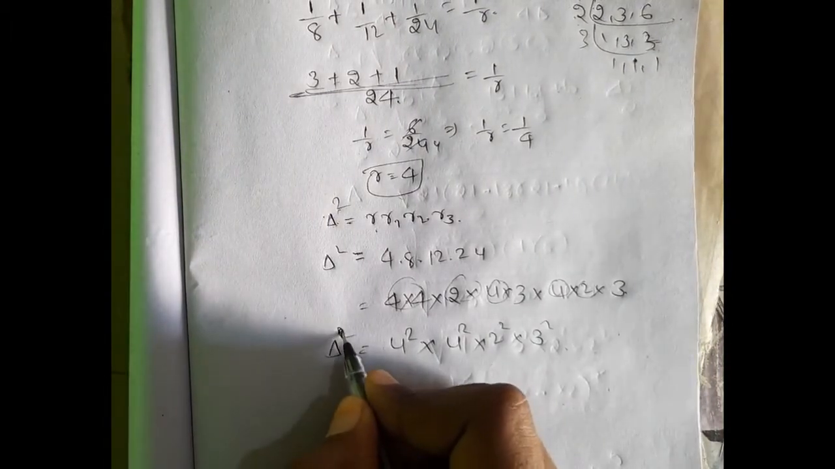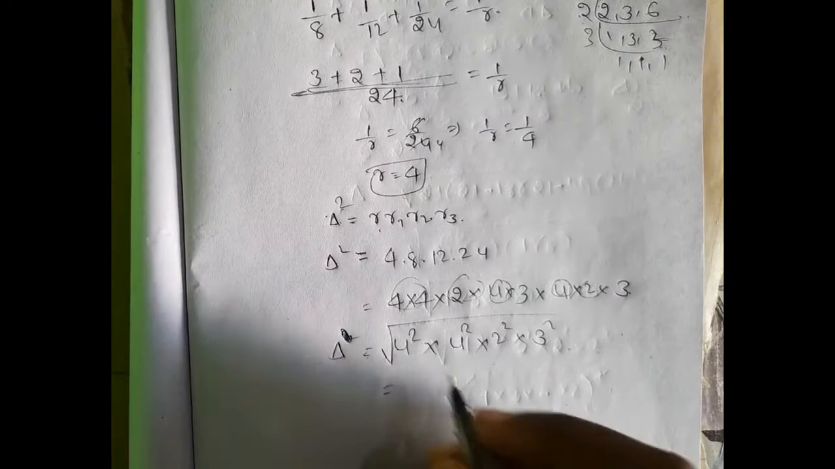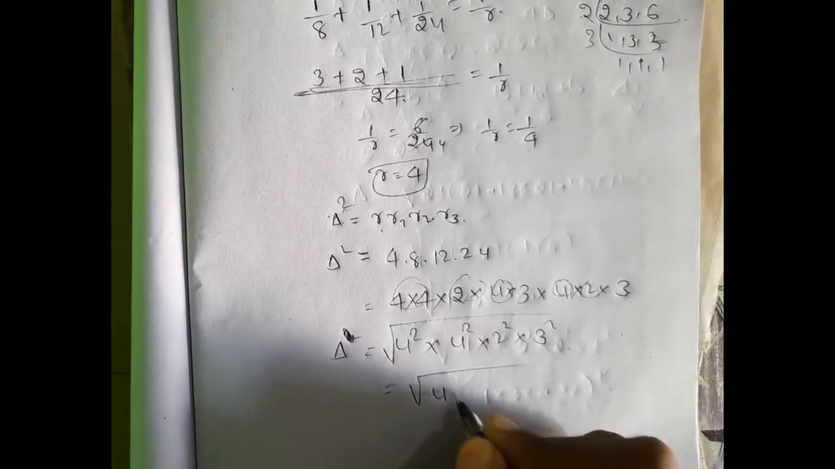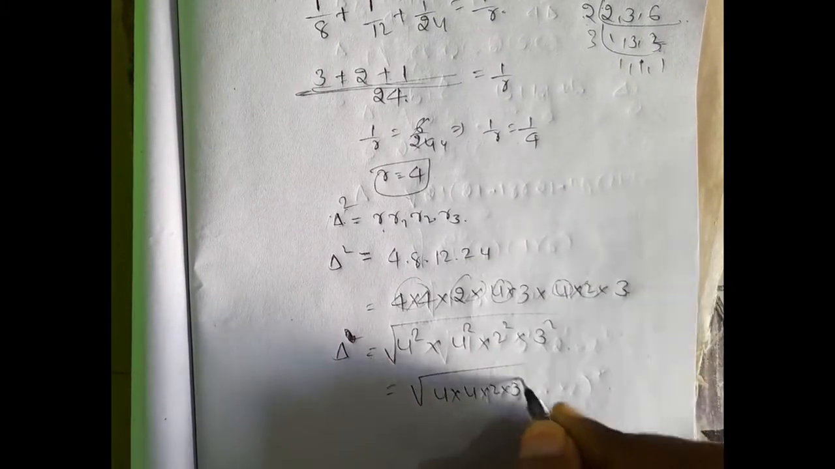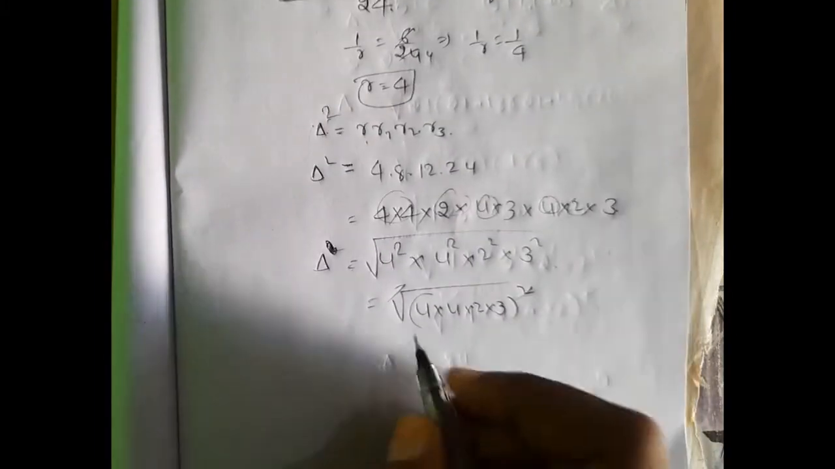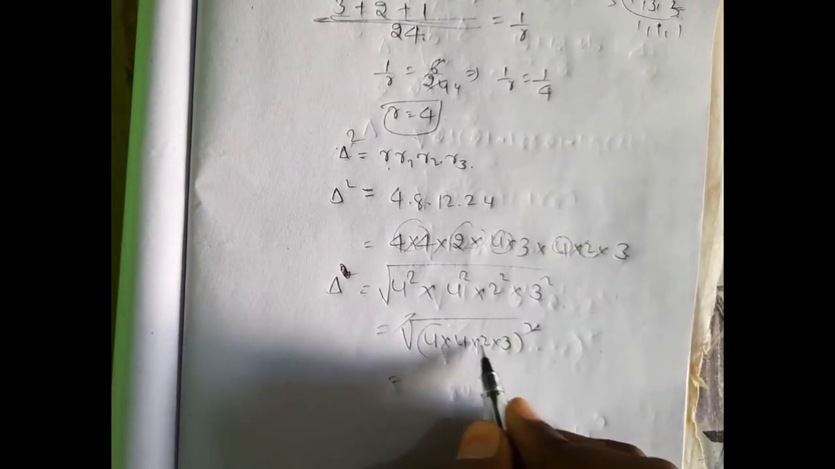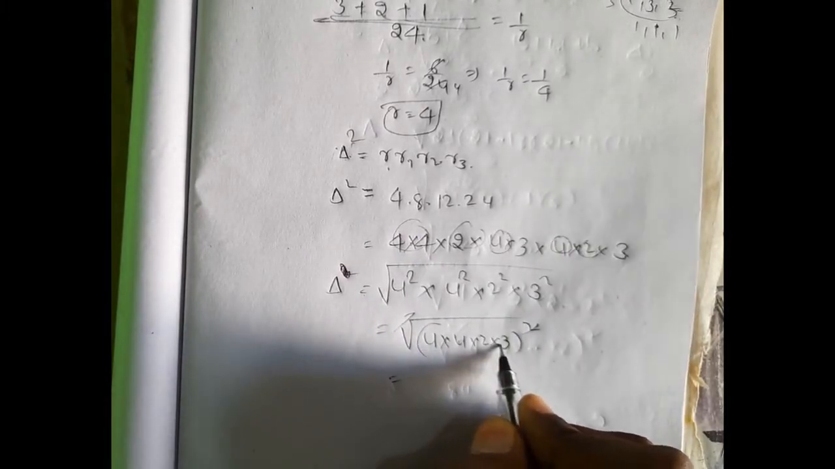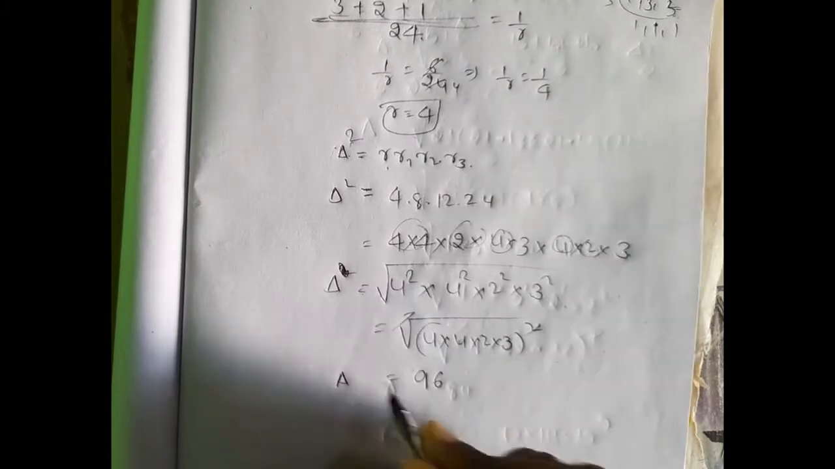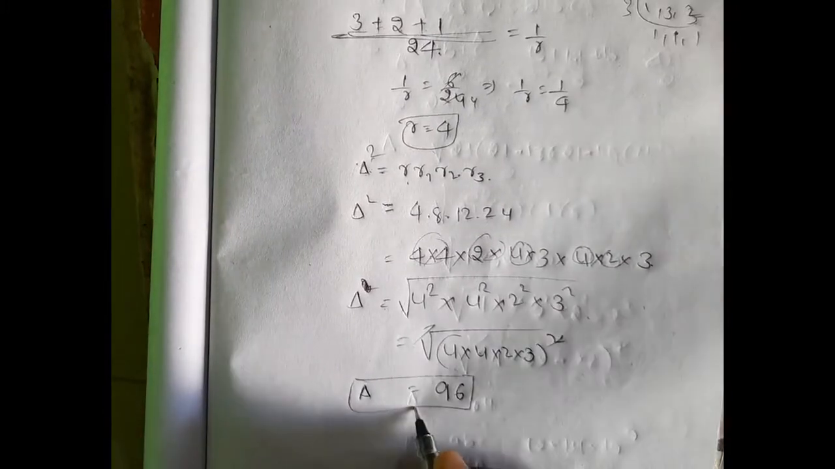So, delta square equals this, it means that delta equals root of all this, right? Now, how can it be written? 4 into 4 into 2 into 3 whole square. Square and root cancel. This is just for simplifying the complexity we did this. And 4 into 4, 16. 16 into 6, 96. Delta equals 96. This is what we got. Okay. So, now delta equals 96.